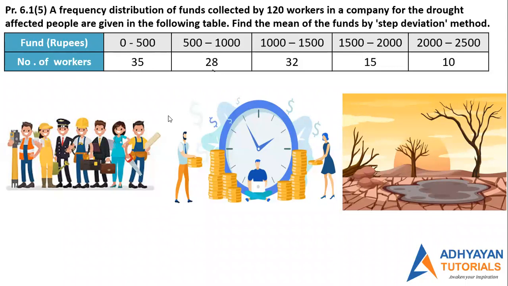Now, what does the table say? There are 35 workers who contributed amount 0 to 500. There are 28 workers who contributed 500 to 1000. There are 32 workers who contributed 1000 to 1500 and so on. So there are workers, I've tried to animate it, who have contributed money for people who are affected by drought.